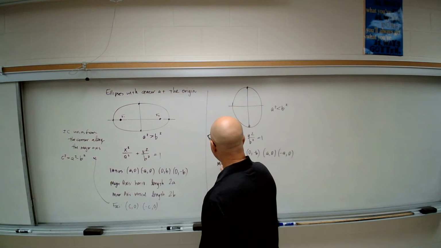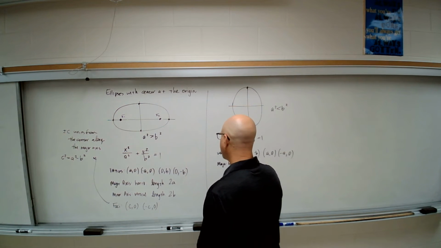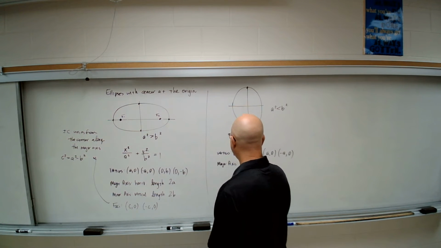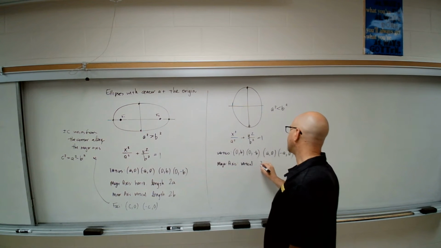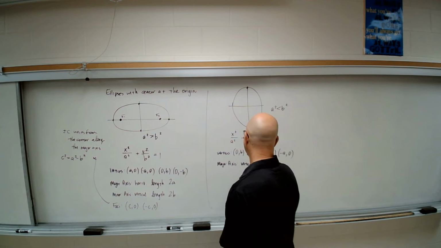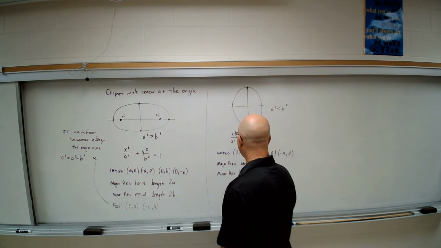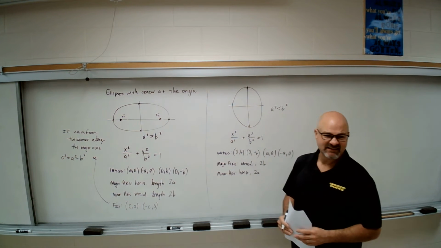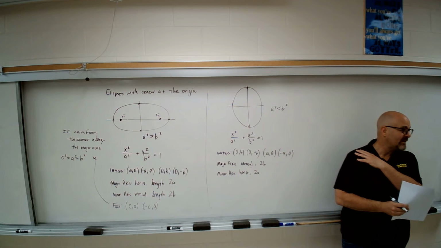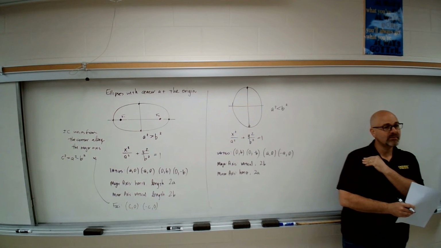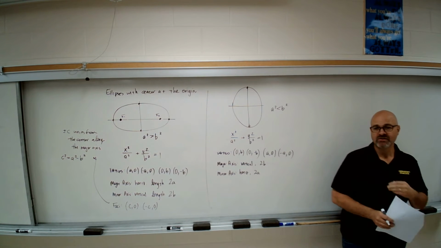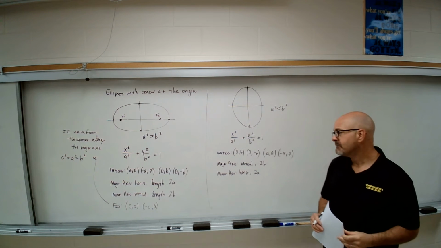So then our major axis would be vertical, and it would have a length of 2b. And then the minor axis would be horizontal, and it would have a length of 2a. Right, so the lengths are the same for side to side and up and down. It's just you change which one's called the major and which one's called the minor.